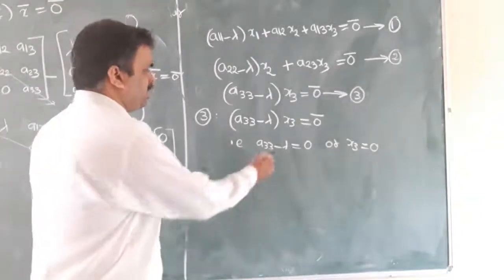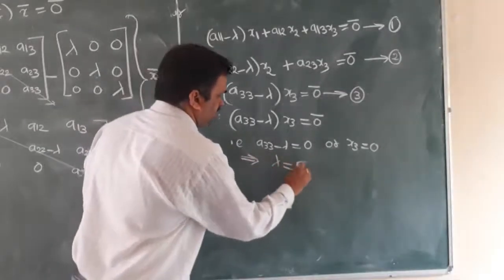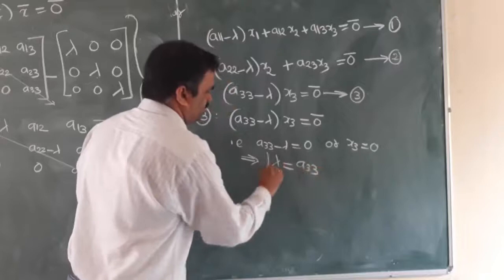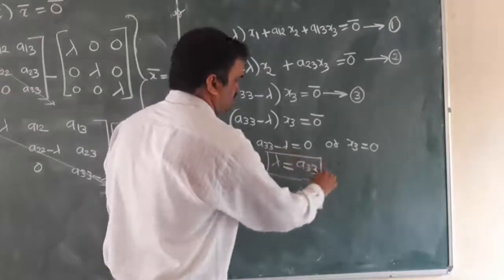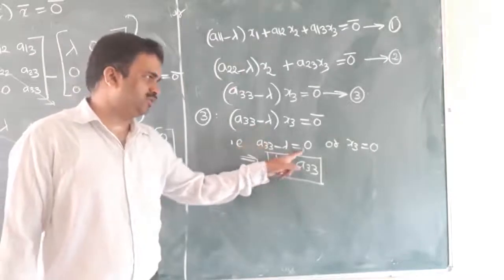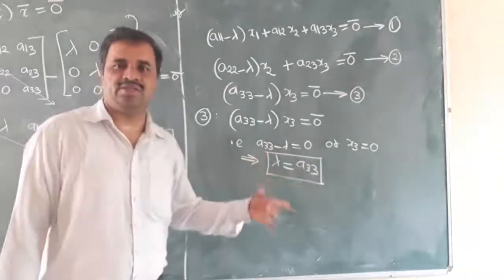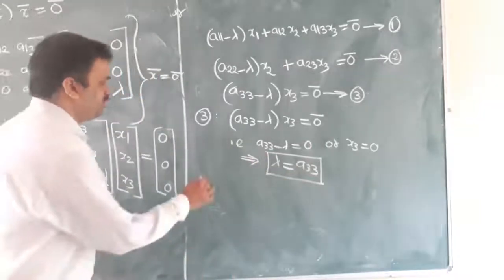Now I want the lambda value, which implies lambda is equal to a33. One value we got. So a33 minus lambda is equal to 0 or x3 is equal to 0, and simply we get lambda is equal to a33.